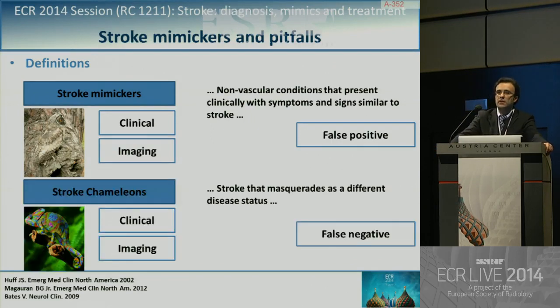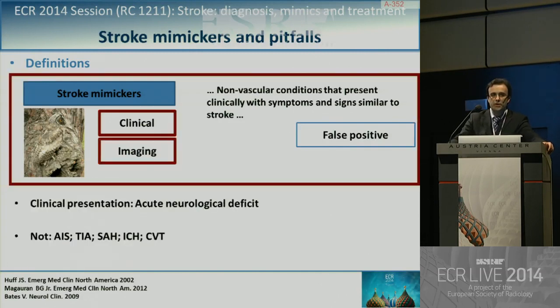We have another group, which are the stroke chameleons, meaning strokes that present with other strange clinical presentations like seizures or movement disorders or intracranial hypertension. Here we are going to deal with first overviewing the clinical mimickers and then picking some of the imaging mimickers. We are going to talk mainly about non-vascular conditions that present with an acute neurological deficit that are not an arterial ischemic stroke, nor a transient ischemic attack, nor a subarachnoid hemorrhage, nor an intracerebral hemorrhage, nor a cerebral venous thrombosis.